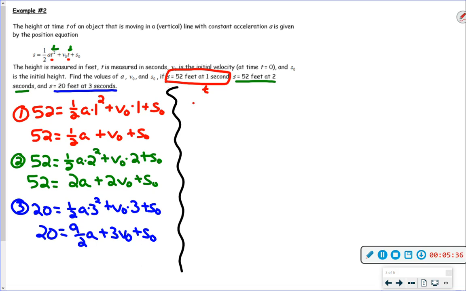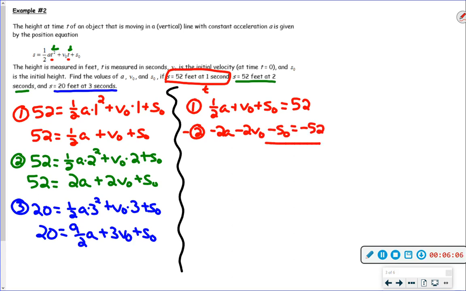So I'm going to start with my first equation. Now we're used to having the variables on the left, so I'm going to put the half a, the v0, the s0 on the left, and just flip-flop it, put the 52 on the right. Now, let's just make it easy. I'm going to pair up my second equation with it, but I'm going to run a negative through it. So the second equation, I'm using the green one, 2a, and we get negative 2a, negative 2v0, negative s0, and negative 52.